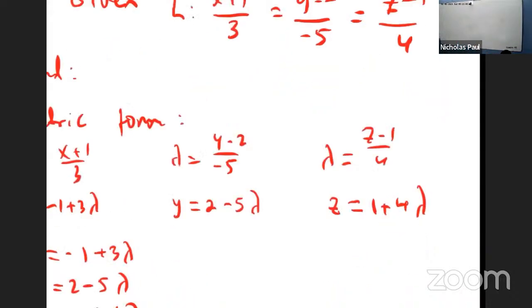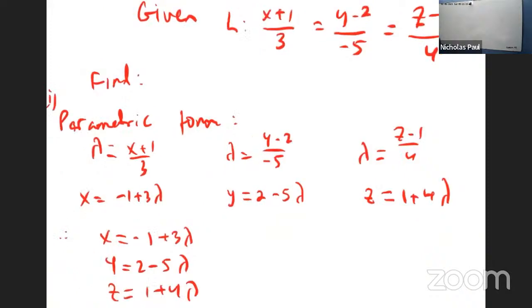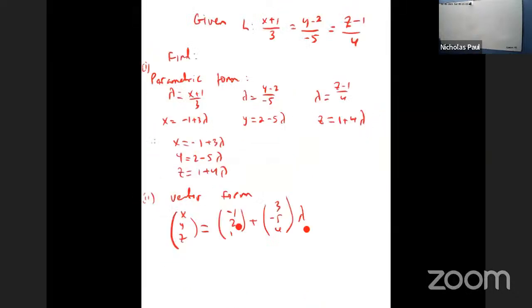All right, so you would recognize that you can make lambda equal to everything, and then make x the subject. You all got that for the parametric? Right, so you let lambda equal to everything, then you make x the subject, y the subject, and z the subject.